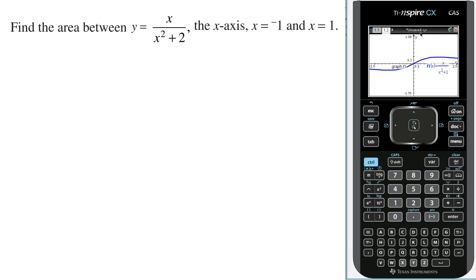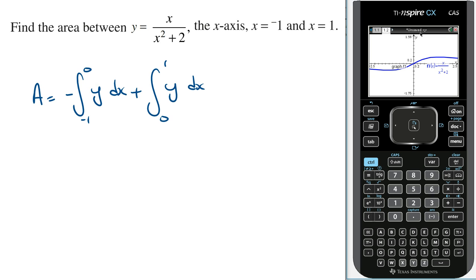Looking at the graph, the curve is below the x-axis from x is equal to minus 1 to 0, and it's above the x-axis from x is equal to 0 to x is equal to 1. And so one way we can write the total area is the negative of the integral from minus 1 to 0 of the function y dx plus the integral from 0 to 1 of the function y dx.